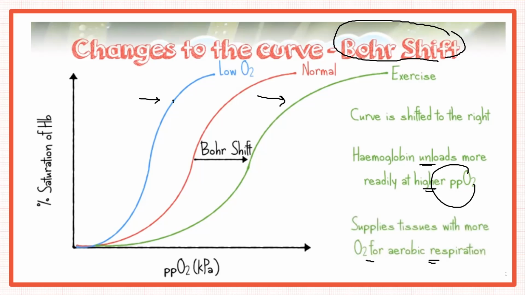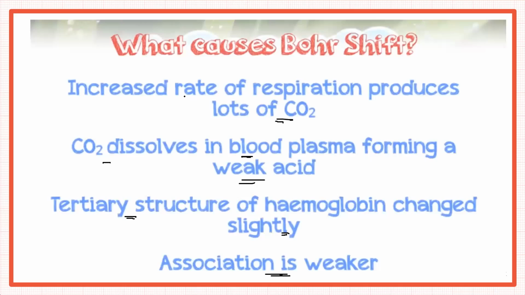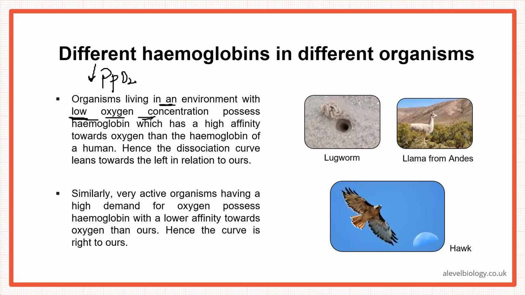So organisms which live in such environments, which have a low partial pressure of oxygen, for example if you focus here, will have high affinity for oxygen, and more oxygen will bind to hemoglobin. Hence the dissociation curve leans towards the left in relation to ours, because we were relating it to the normal human dissociation curve.